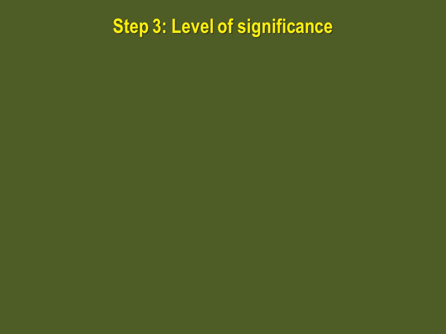Step 3 is the level of significance. Just like previously, unless otherwise specified, the level of significance is 0.05. So because there's no other indication, we will use for this example a level of significance of 0.05. Step 4, again, is to determine the critical value.